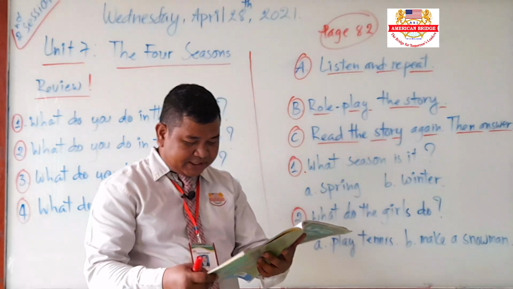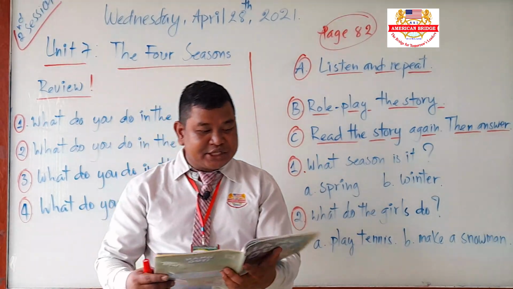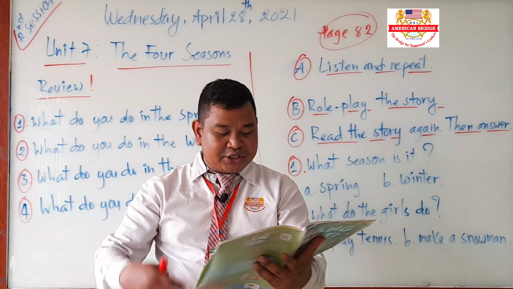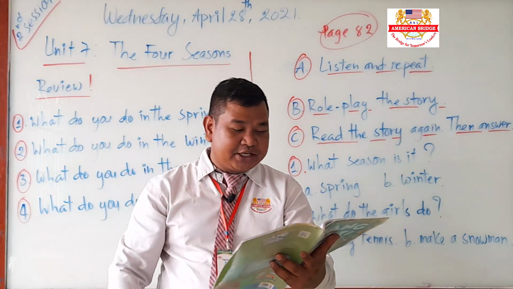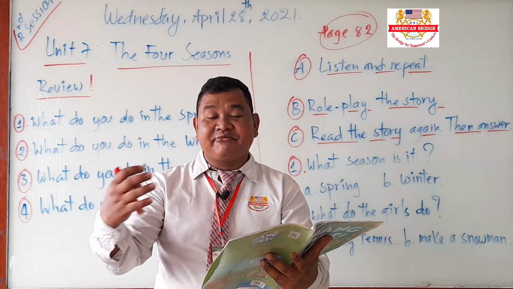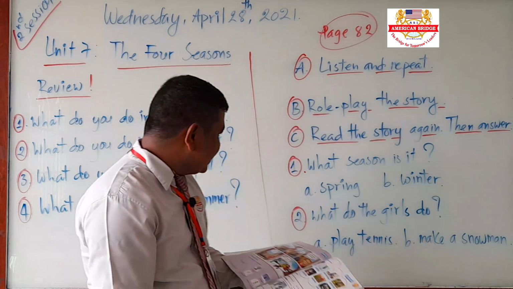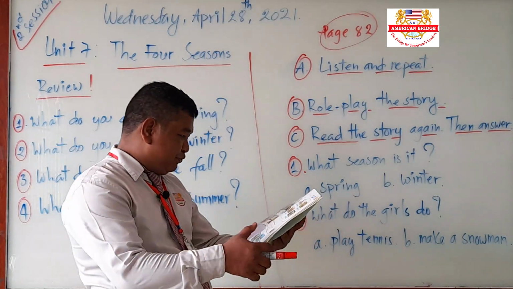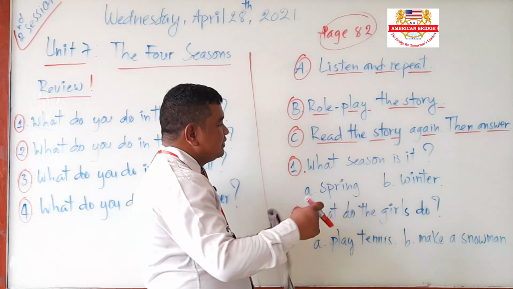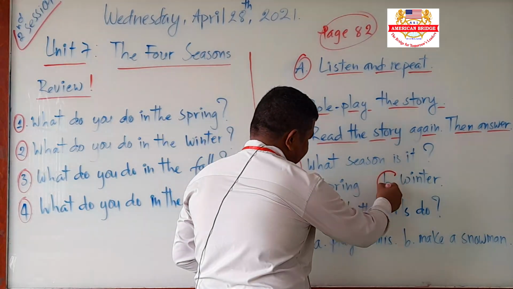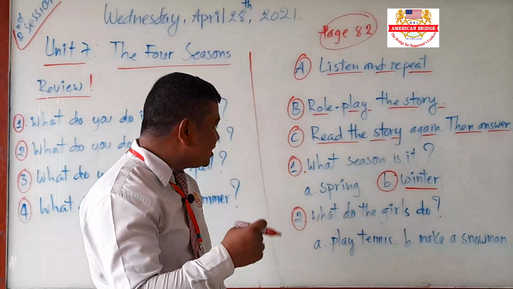Now answer with me, student. So now, what season is it? In the whole story they talk together, or they make the conversation together in spring or in winter. In spring or in winter, student. So in what? In winter. Yeah, they talk in winter. So letter B is correct. And answer, say winter. Yeah, winter.